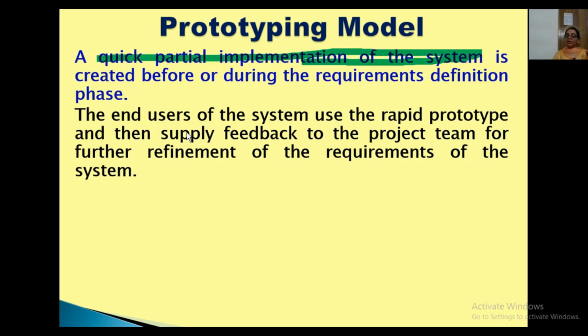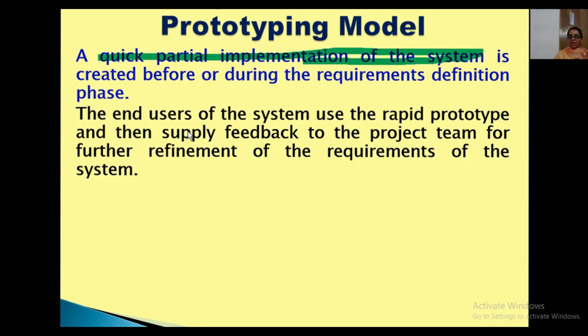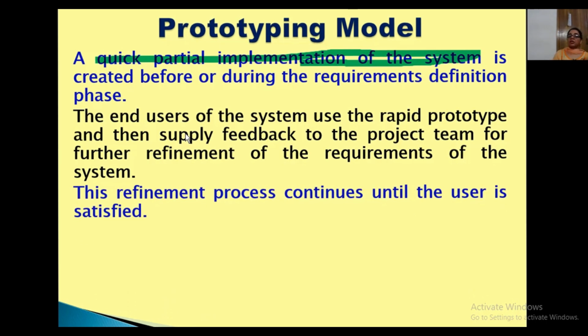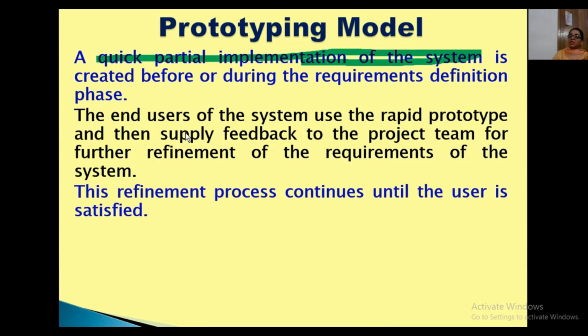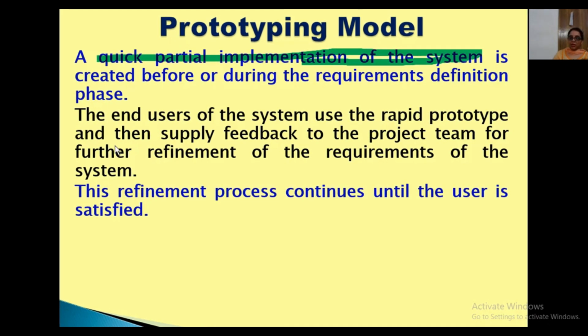Here, the end user of the system is given the maximum importance, so that the rapid prototypes which are generated are evaluated fully by the customer, and as per the feedback of the customer only, further steps are followed. The refinement process continues until the user is satisfied. So here you can say user satisfaction is the main criterion.